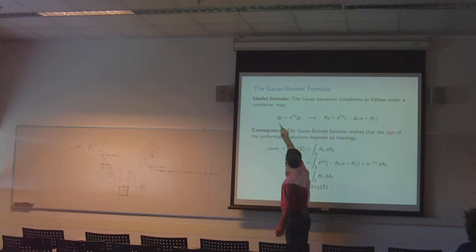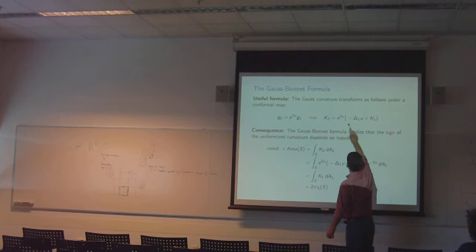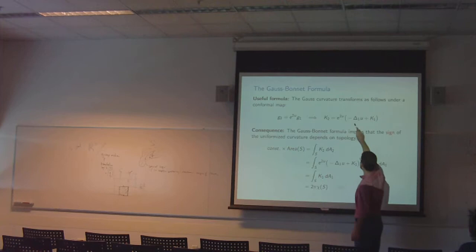If you have two metrics, G2 and G1, that are conformal to each other, with conformal factor u, then you just go ahead and compute the Gauss curvature on the left with G2, and relate it to the Gauss curvature of G1. And what you get is this nice formula. The Gauss curvature of G2 is the conformal factor multiplied by negative the Laplace operator on u, plus the Gauss curvature of the first surface. So you can see if u is equal to 0 and then G2 equals G1, you get K2 equals K1. And if u is constant, you just get a scaling. But if u is non-constant, you have to make this correction factor with the Laplacian of u.